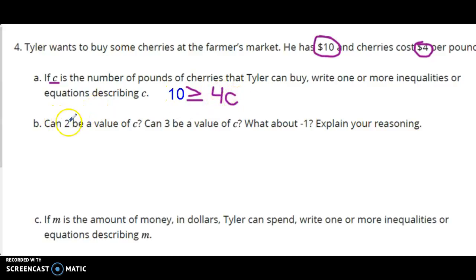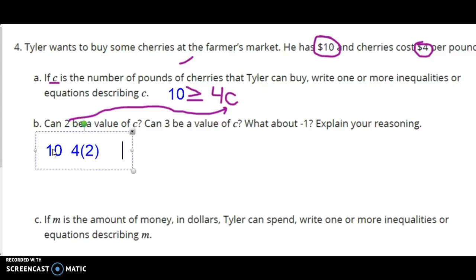Let's go on to B. Can 2 be a value of C? To test this, I'm going to take my 2, make your paper look like mine, and plug it in to C. So let's test what that would look like. 10 is greater than or equal to 4 times 2, which looks like 10 is greater than or equal to 8. So I'm going to ask myself, is that true? Is 10 actually greater than or equal to 8? Yes, it is. So can 2 be a value of C? Yes.